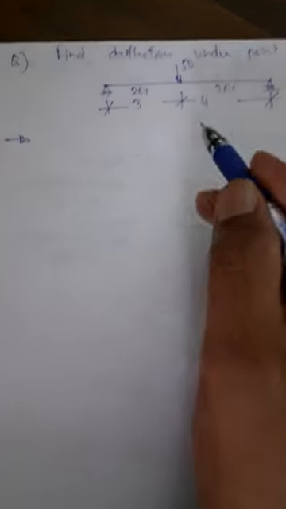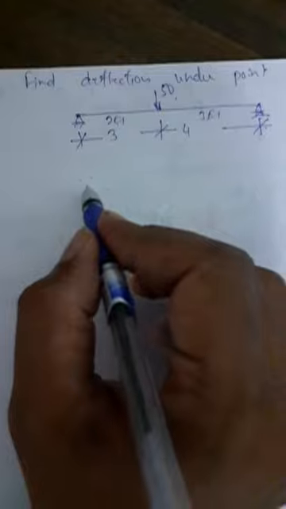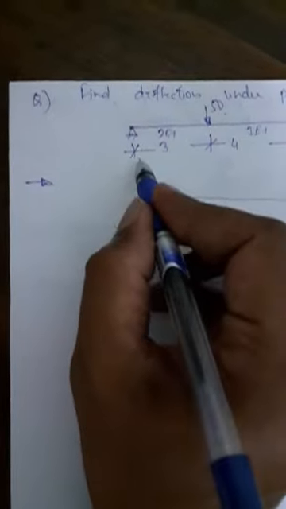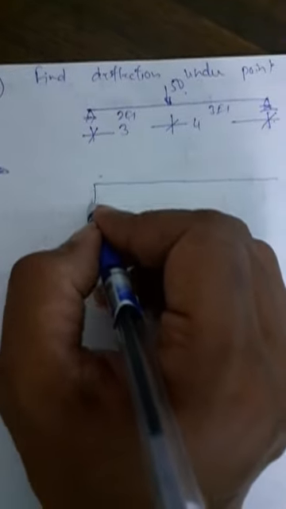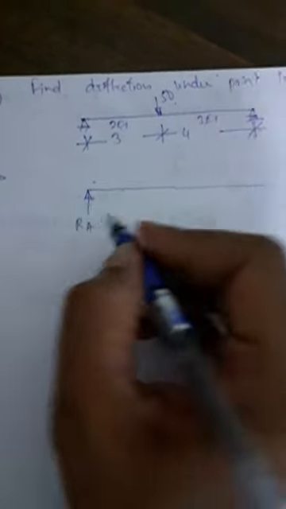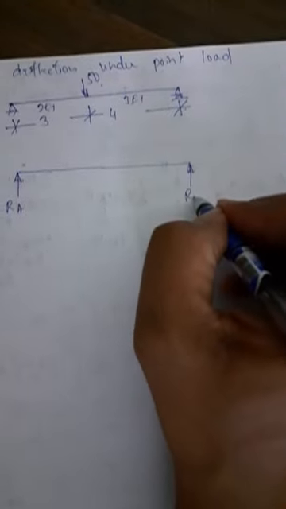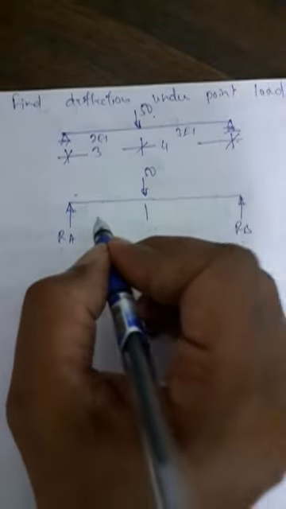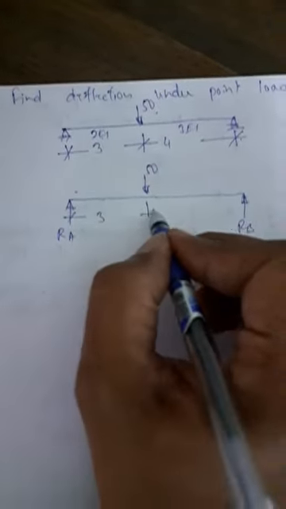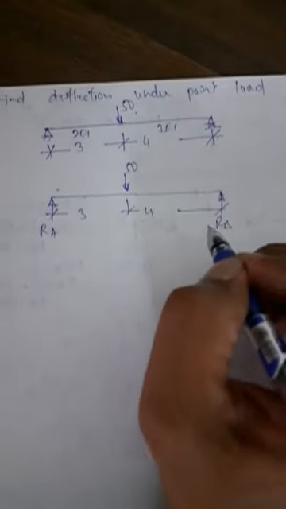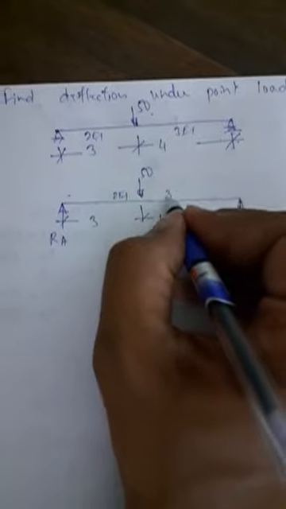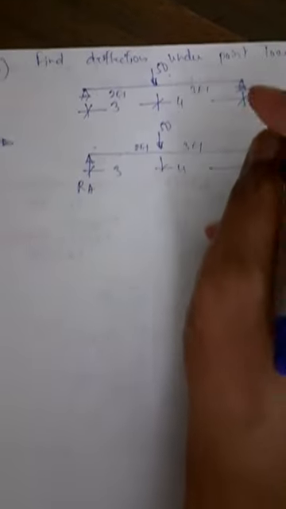So the first step will be developing a free body diagram or a line diagram. Draw an equivalent beam. Replace the supports by reaction components, RA, RB. Put the loads. Let this distance be 3, 4. Write the EI values, 2 EI, 3 EI. So your first step will be calculating reactions.